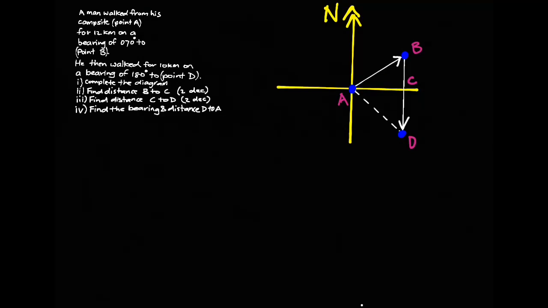Okay, firstly, he walked from point A on a bearing of 70 degrees. Now, when it's written 070 and it's called a bearing, it means that it's 70 degrees clockwise from the north position. So this is 70 degrees here. Now, he's walked a distance initially of 12 kilometres. So this is 12 kilometres.